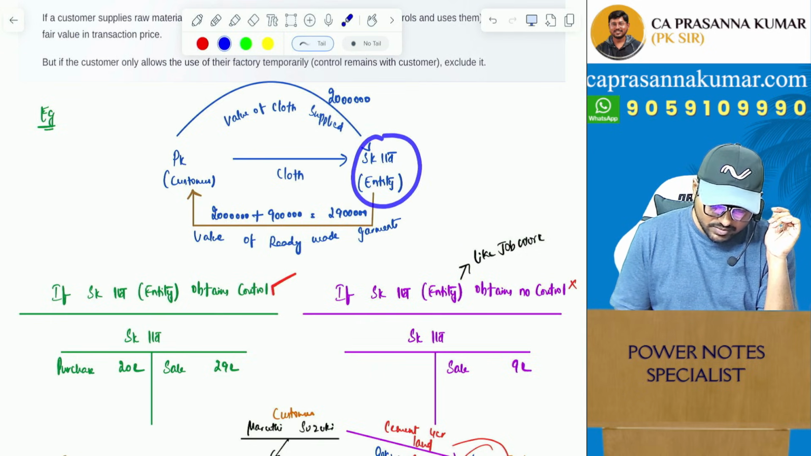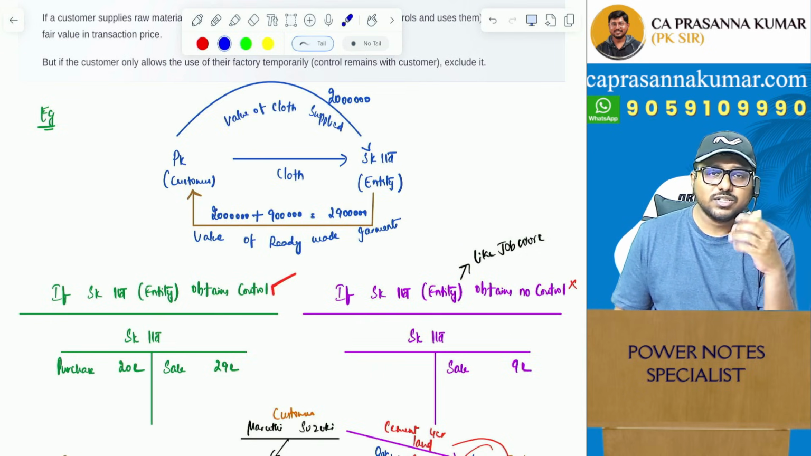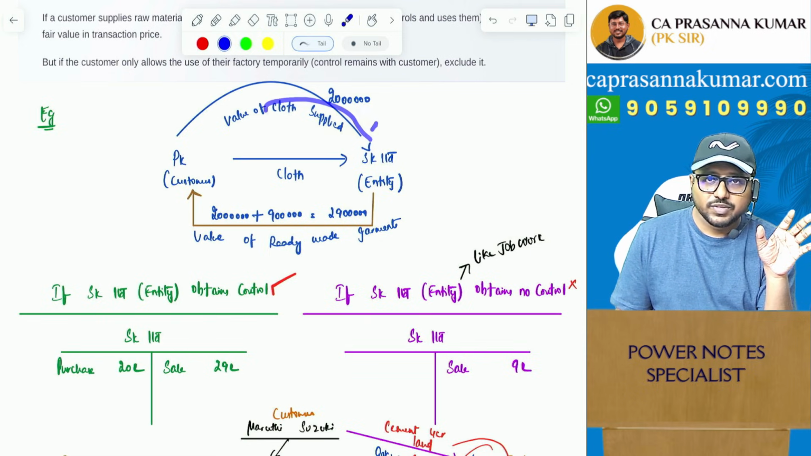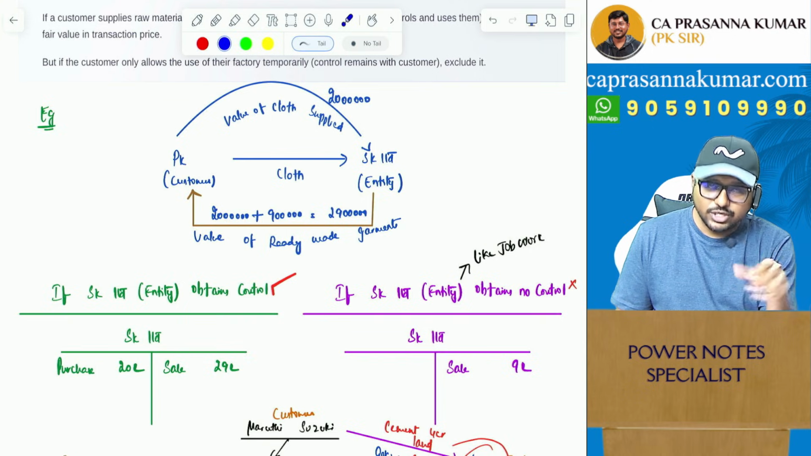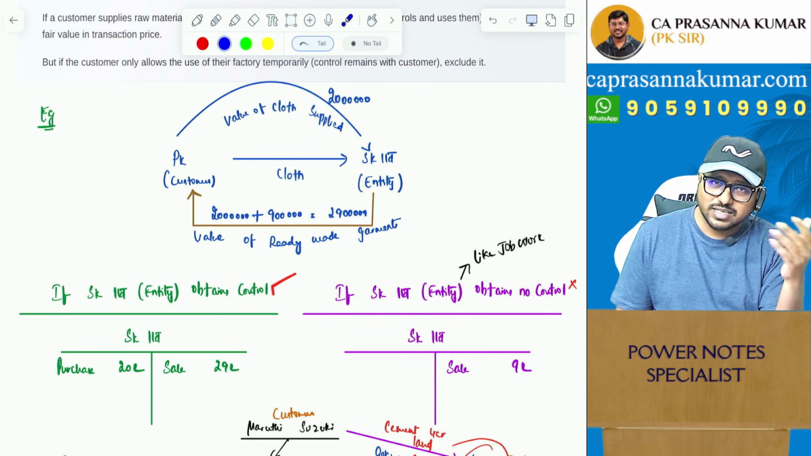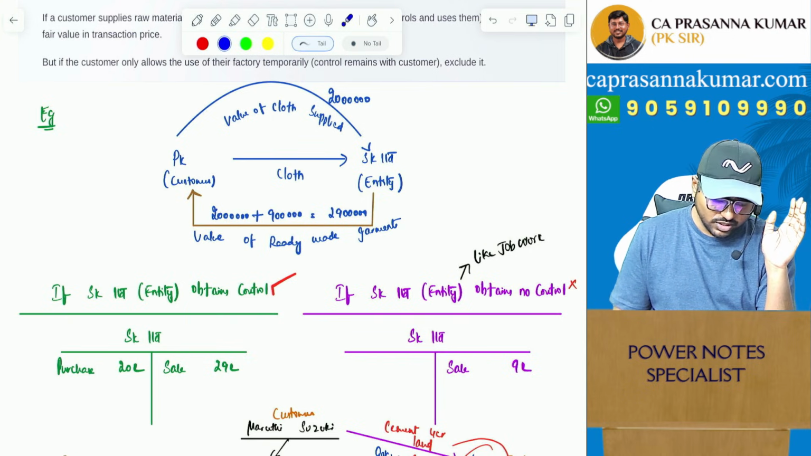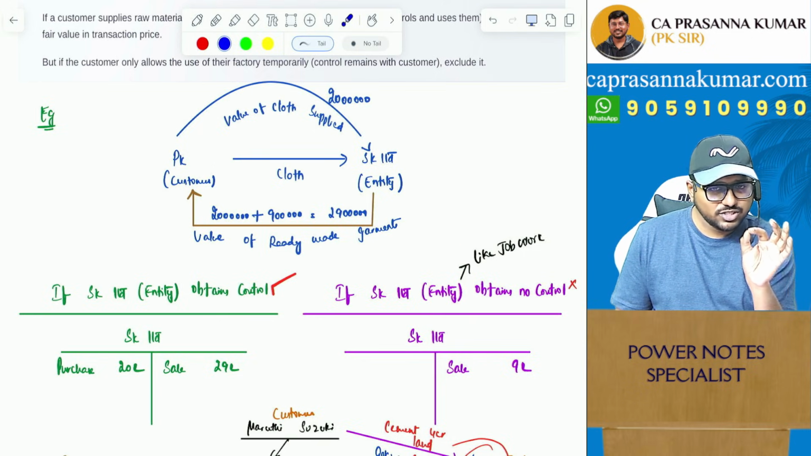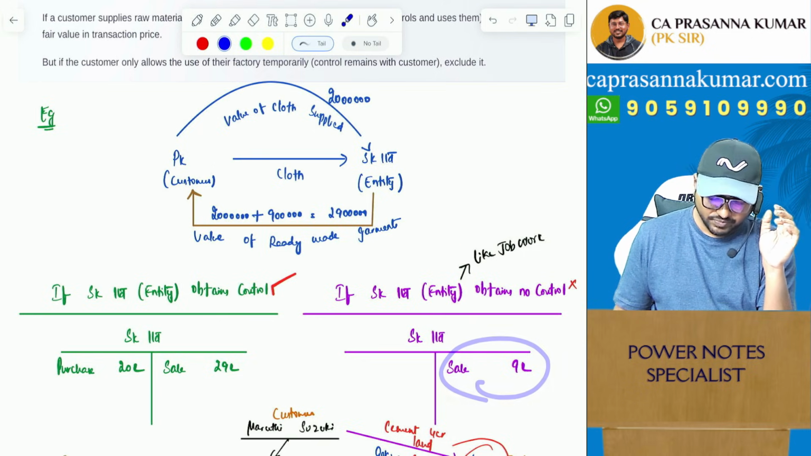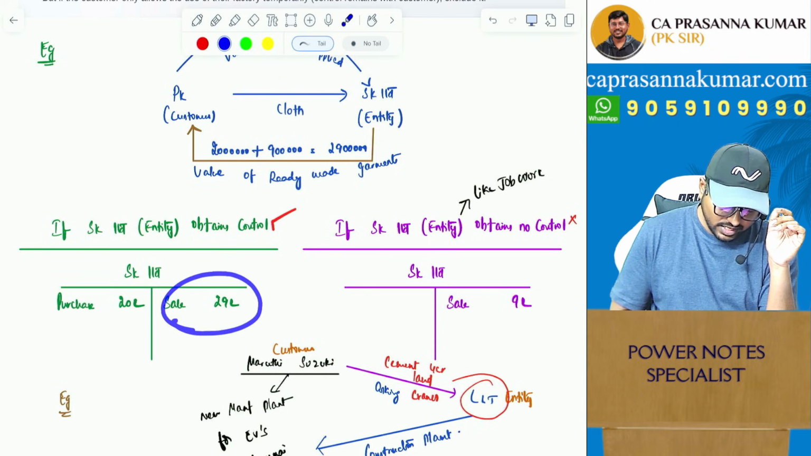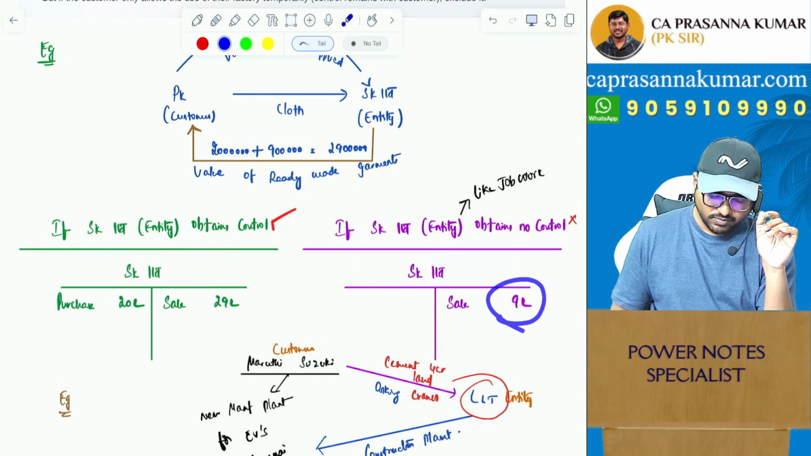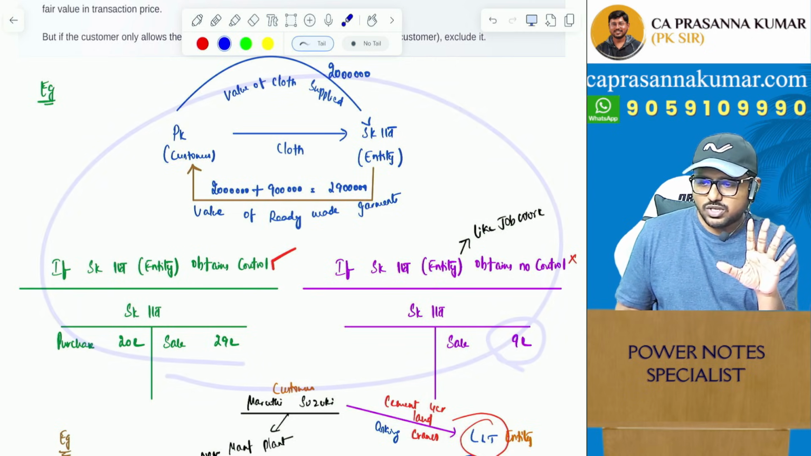SK Limited does not have control of the cloth, just like a job work. In that case, you're not getting control. So all you have to do is that you got a cloth, you don't have control over that. You just need to do the job, convert that into garments and sell it to the so-called customer. But for doing that job, you are being paid 9 lakhs. In that case, just show 9 lakhs as revenue. Simple. So if you get control, then sale and purchase. If you don't get control, then only sale. Are you able to understand? Just understand the concept.